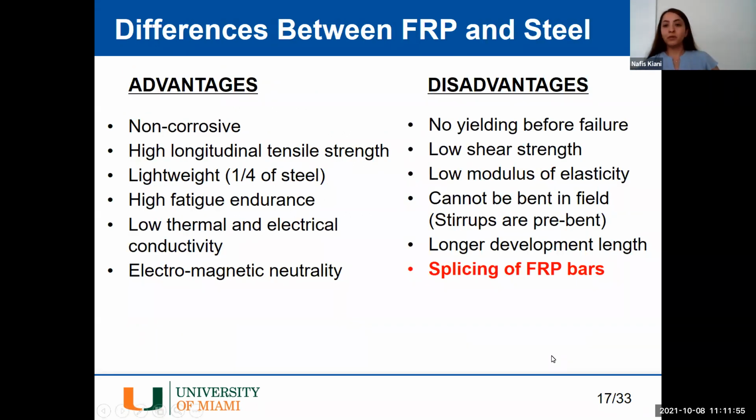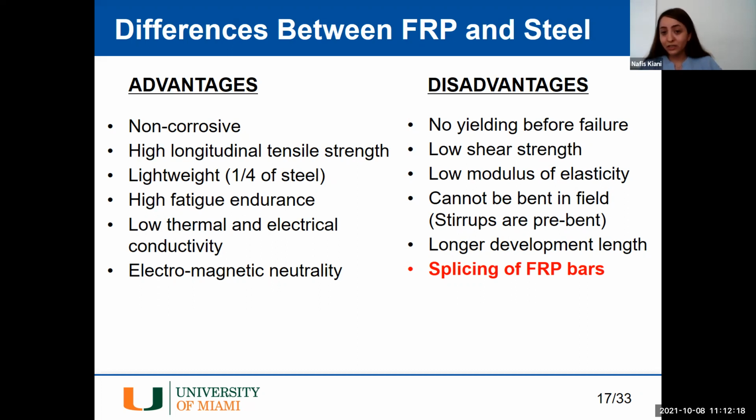So there are many differences between the FRP and the steel. The advantages are that it is non-corrosive, so we do not have any more corrosion, and we have higher tensile strength, lightweight reinforcement, and high fatigue endurance. And they have electromagnetic neutrality.